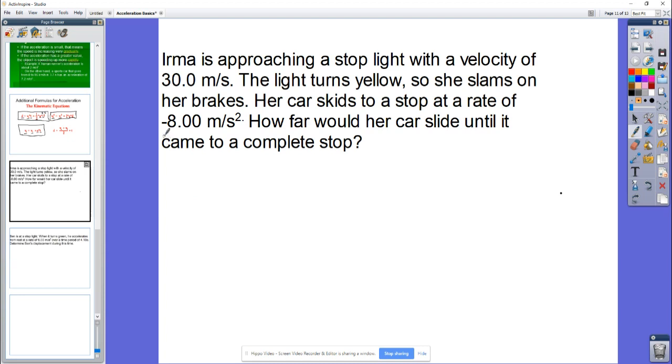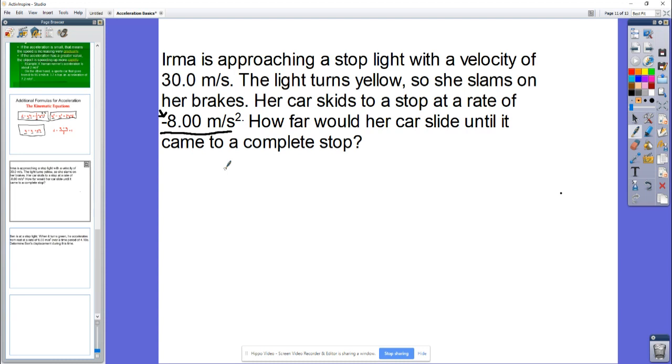One of the things you may notice is this acceleration is negative. Anytime you have a negative acceleration, that puts a negative sign in front of it. So if somebody's talking about decelerating or slowing down, keep in mind that the acceleration is always going to be negative. So give this problem a try. Pause the video, come back, see if you can solve it on your own, then see how I do it.